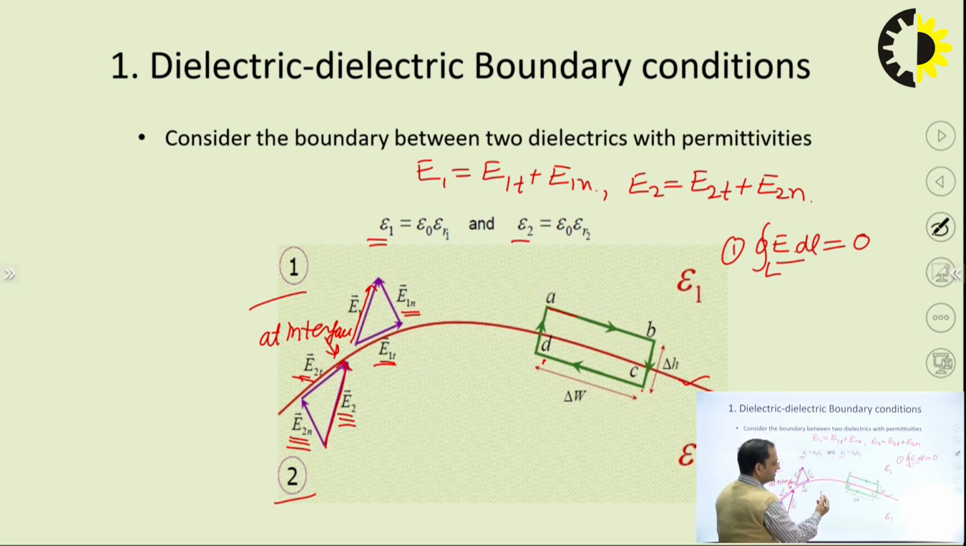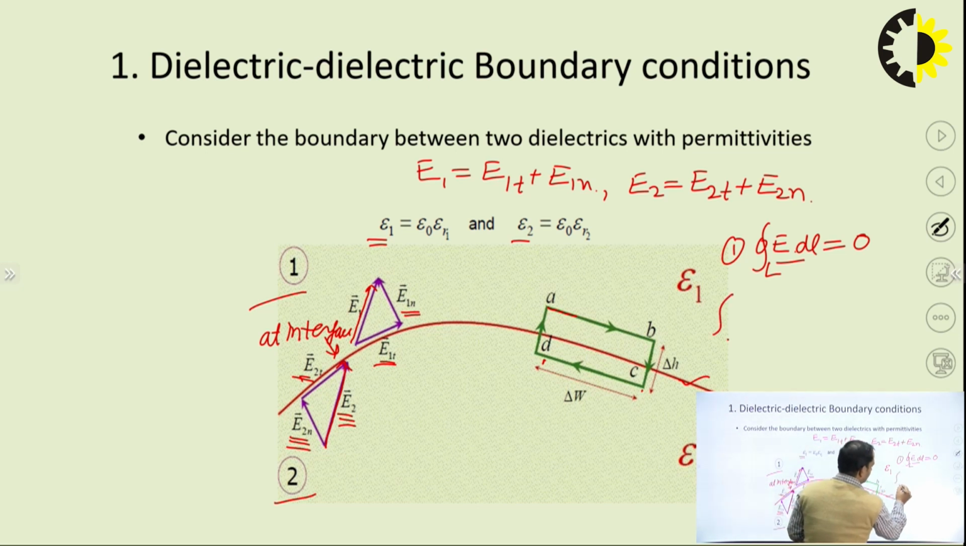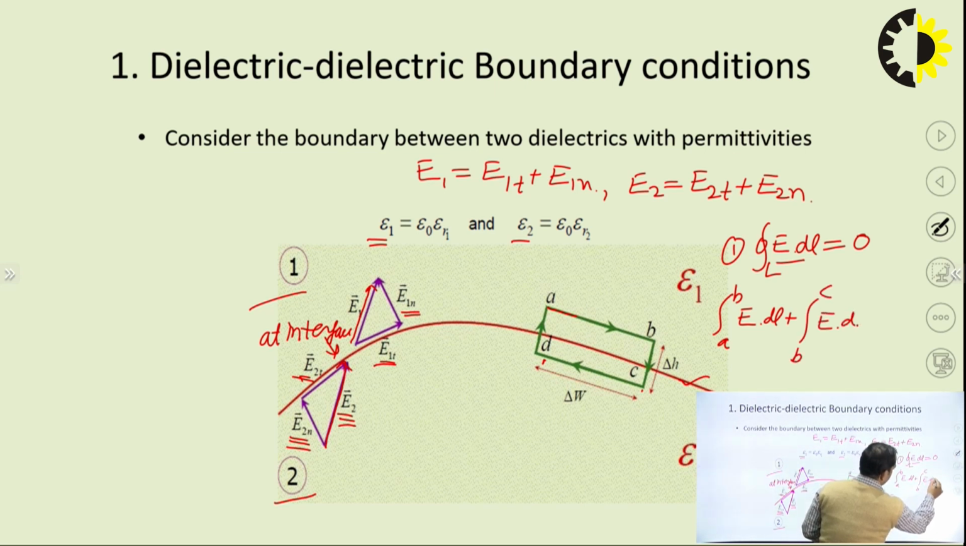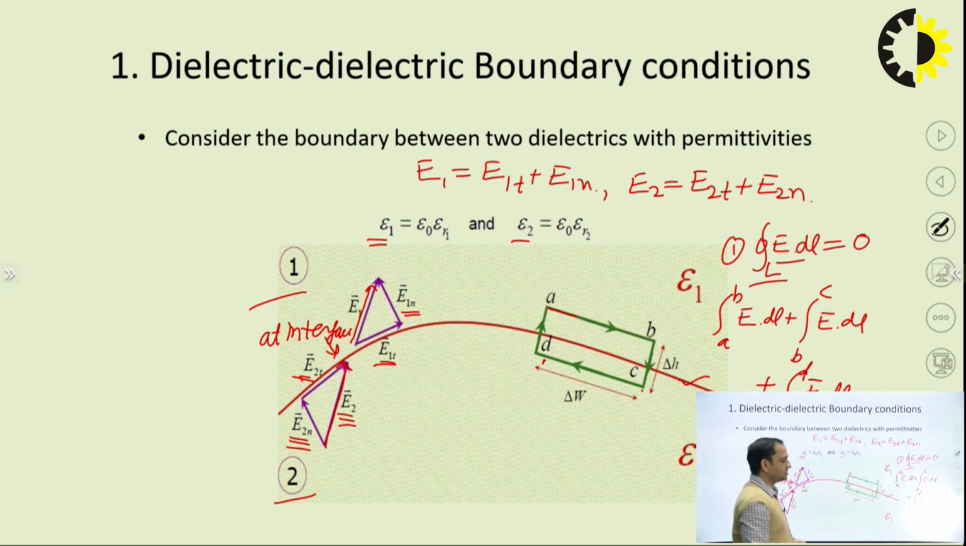So ∮E·dl is equivalent to the integral from A to B of E·dl, plus B to C of E·dl, plus C to D of E·dl, plus D to A of E·dl. This is nothing but the closed path integral of E·dl. I hope this point is clear to all of you.